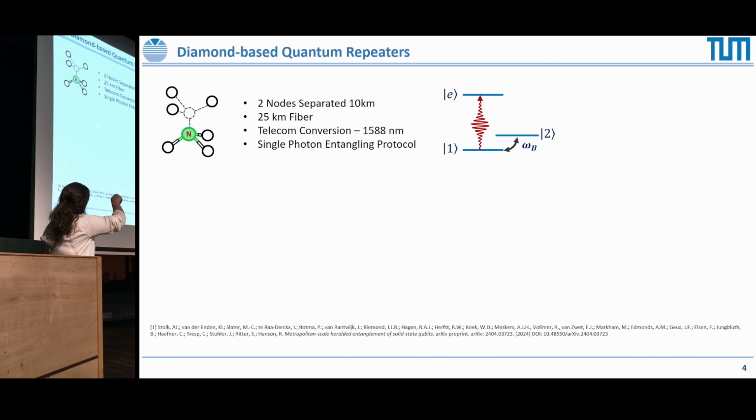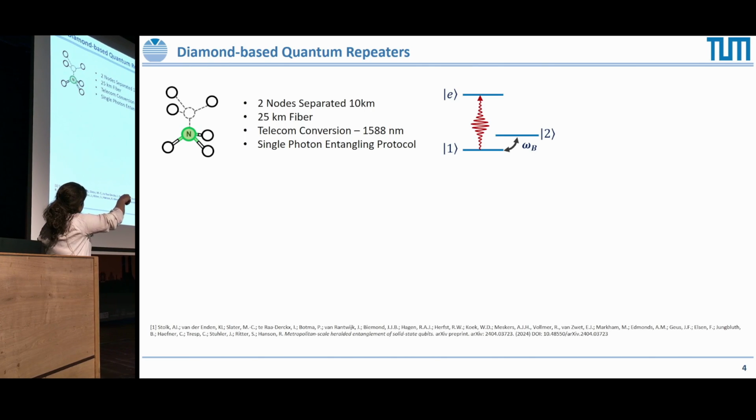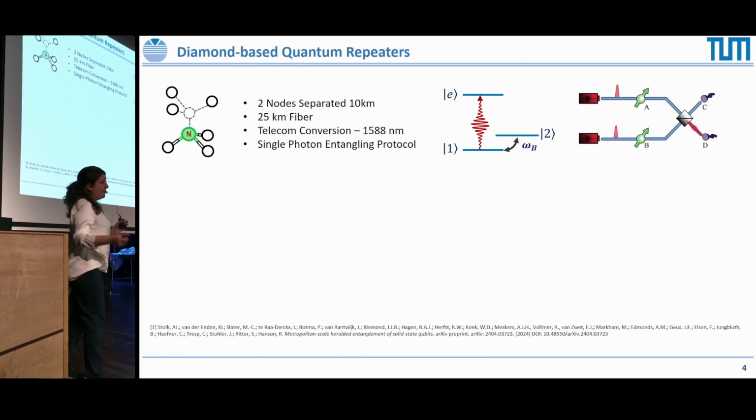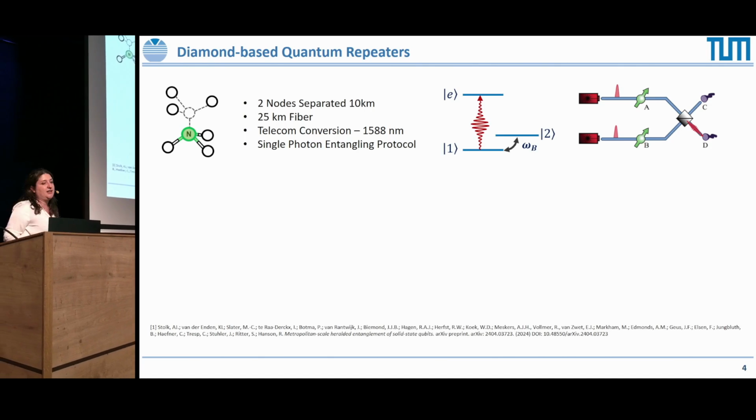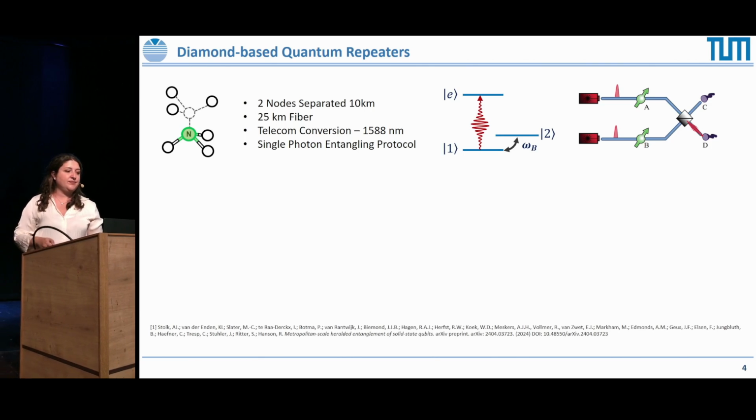You can think of this defect as a lambda system. You can have the two color centers emit photons at the same time, and then do the optical interference using a beam splitter. Then you can entangle the spin states of the two NV centers.